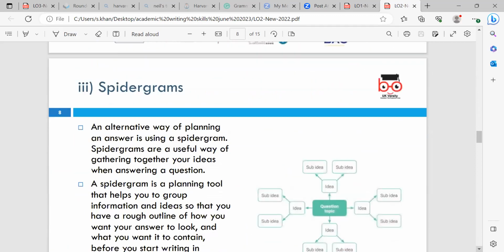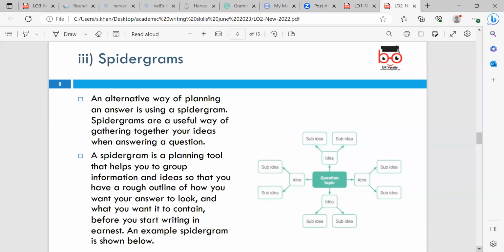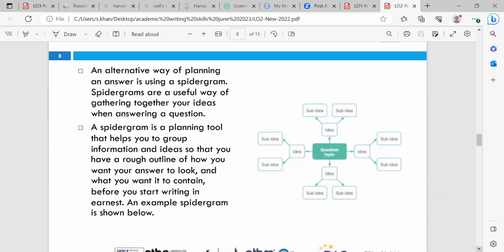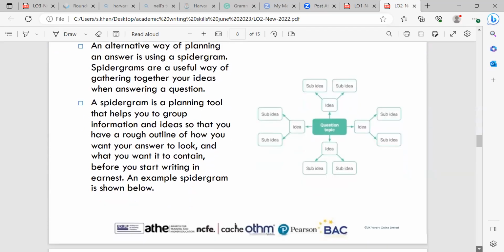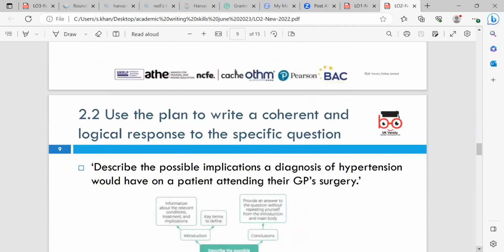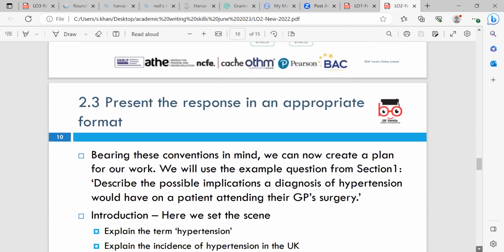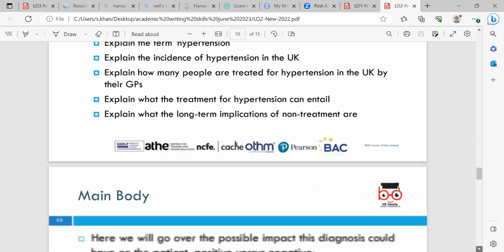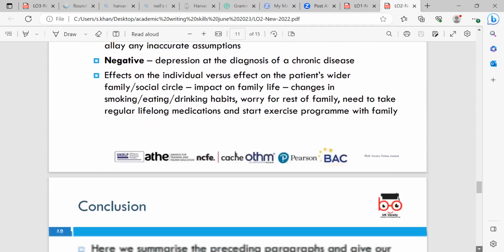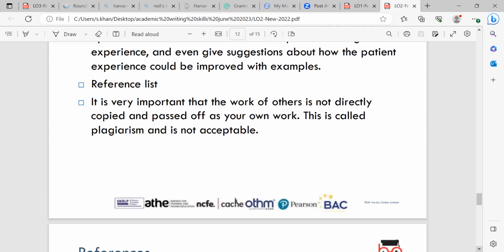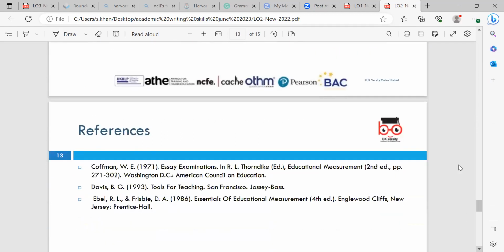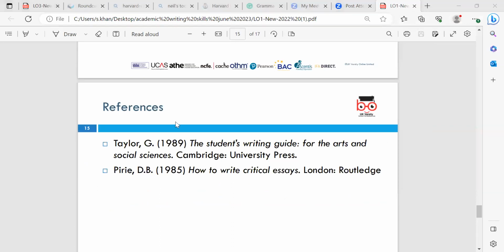Then we looked at spidergrams, which we'll refer to in a little while again, and I'll identify what they are and why they're used in regards to doing a CV. We looked at how to plan and write a coherent logical response to a specific question. We then looked at presenting the response in an appropriate format. We looked at the main body. We looked at the conclusion, the importance of this, and then we looked at references to that. Then we went on to learning outcome 3, which again, we did a little bit of yesterday.